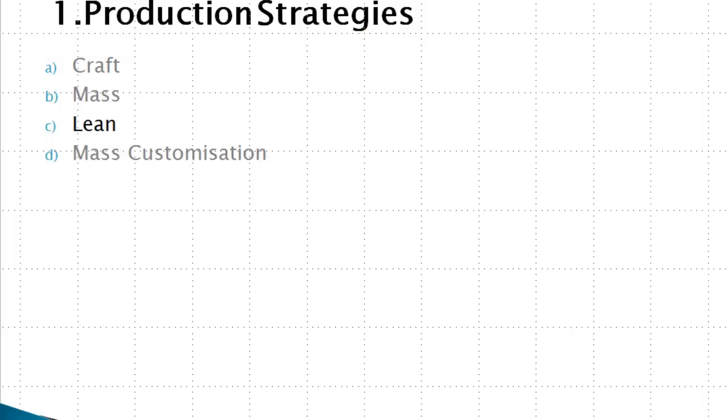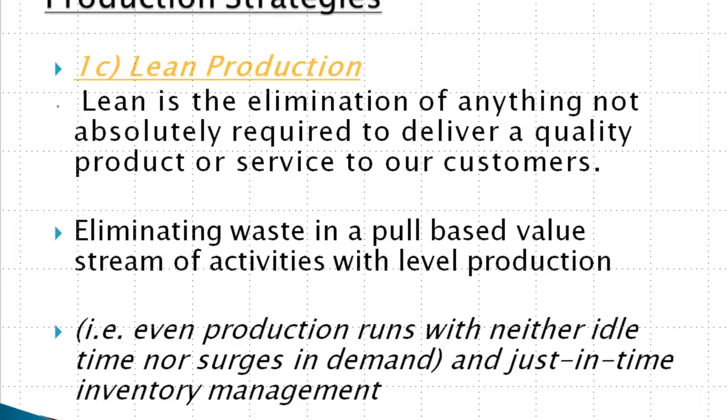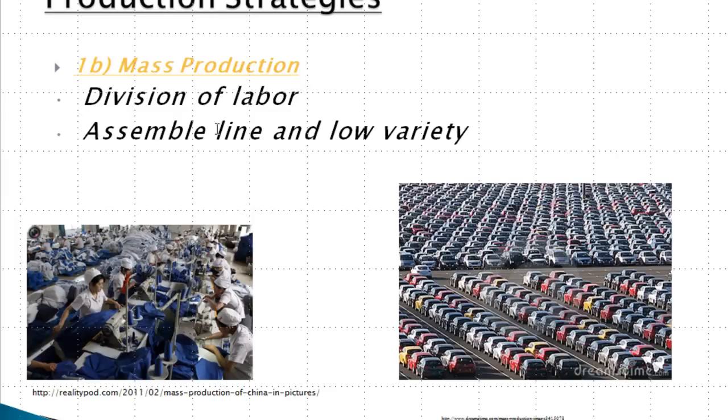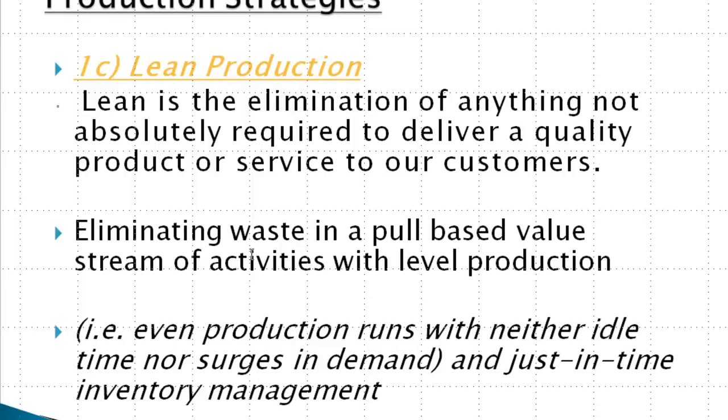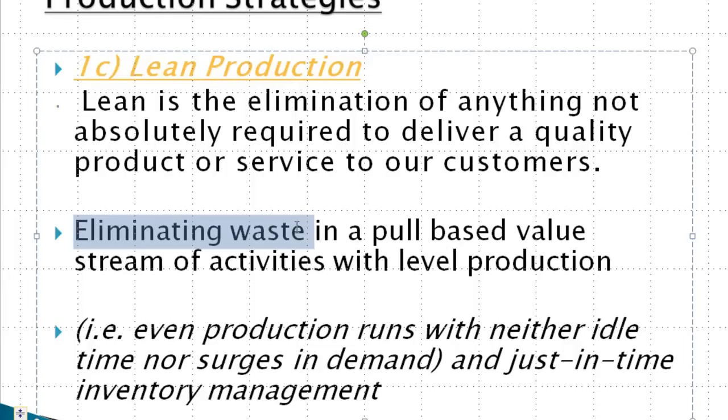And this, as we'll see soon, came out of Japan. But as it says here, lean is the elimination of anything not absolutely required to deliver a quality product or service to our customers. So fundamentally, you take the mass production system, you look at the factory, and you start saying, how can we make it more efficient? So it's an evolution of mass production. And we get rid of all the wastes from the system. So staff members who aren't doing anything, or are working too slowly, or are spending too much time making a garment, get removed from the process.